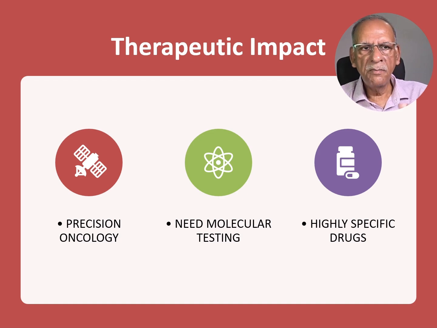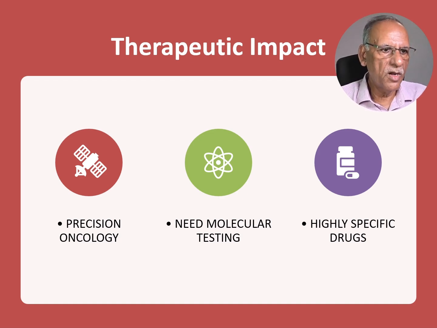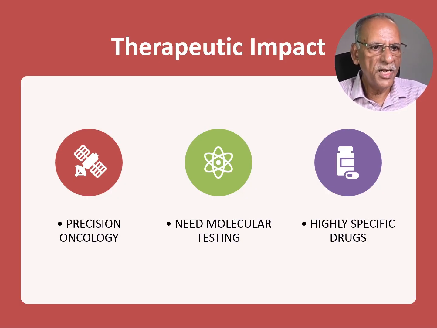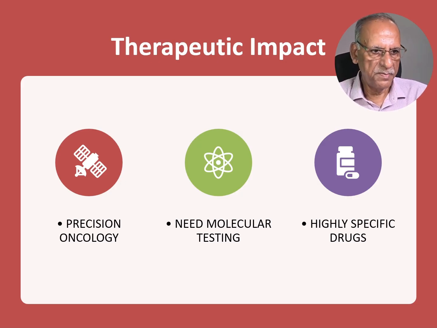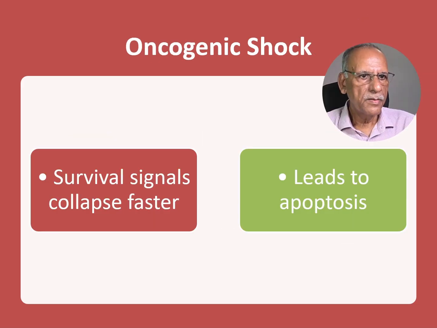So the therapeutic impact, as you can see, is what we call precision oncology. One problem is you need molecular testing. It's not just ordinary testing. You need molecular methods to test the presence of these oncogenes, and highly specific drugs have to be developed. The survival signals collapse faster if you give treatment like this. As I told you, cells can be killed due to apoptosis or other mechanisms.